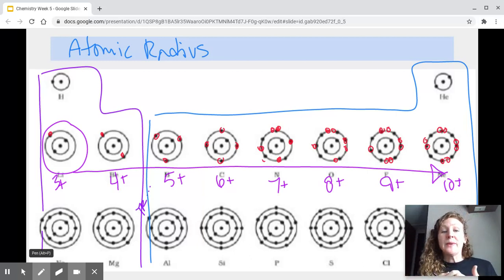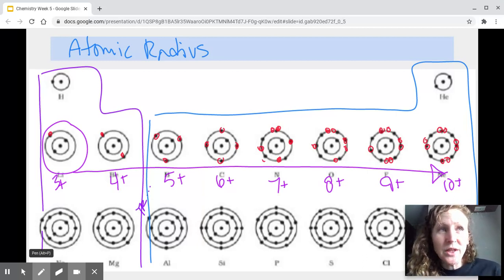So I want you to pause the video here and think, how would the atom's size change going left to right? Is neon going to be bigger than lithium? Is neon going to be smaller than lithium? Pause the video here, make a prediction.